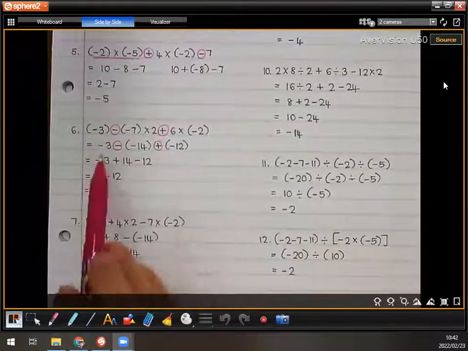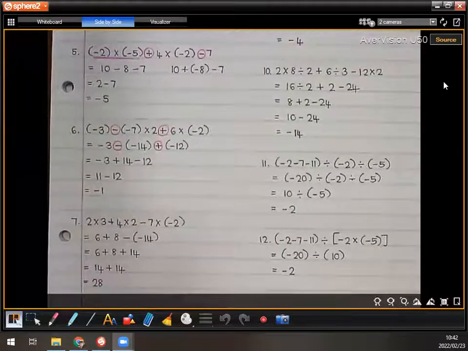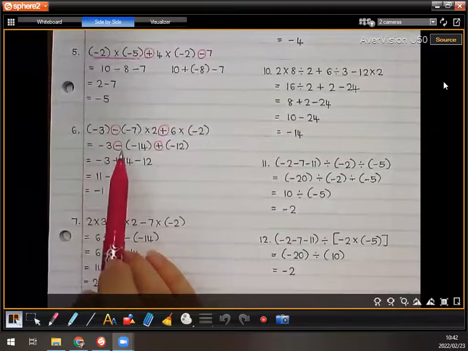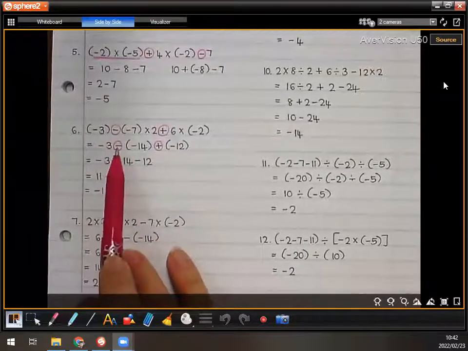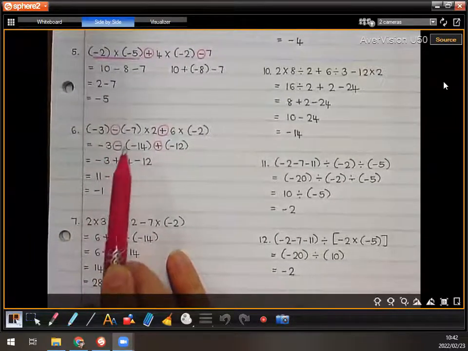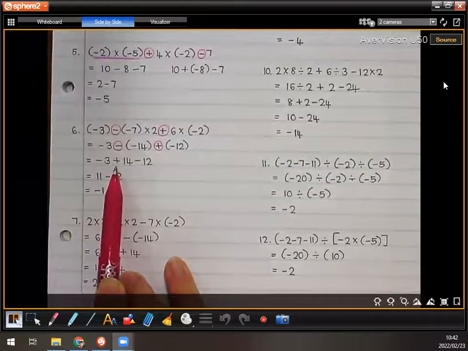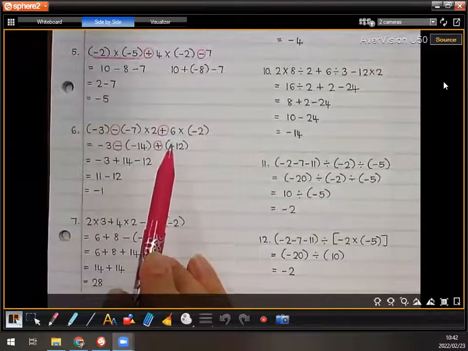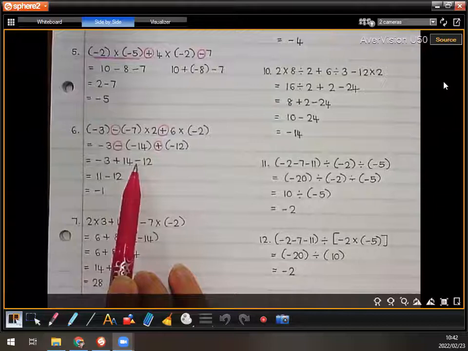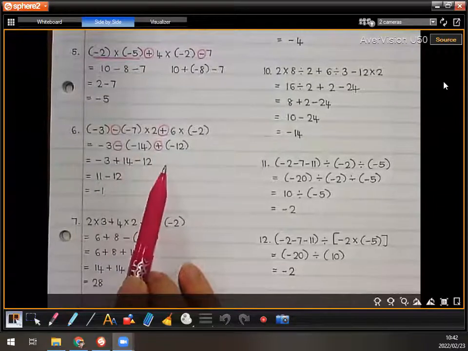Now, this is similar to those addition and subtraction questions that you did previously. Okay, now we've sorted out all the multiplication. Now we need to get rid of these brackets. So now we say, what's a negative times a negative? A positive. What's a positive times a negative? A negative. Okay, now we can add and subtract these.